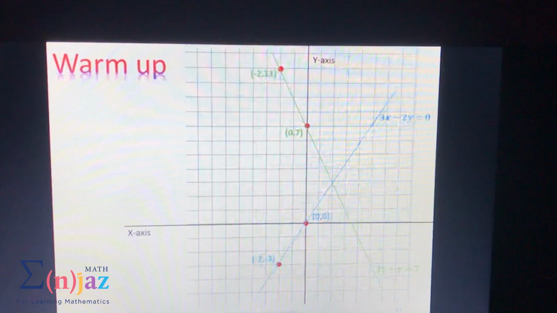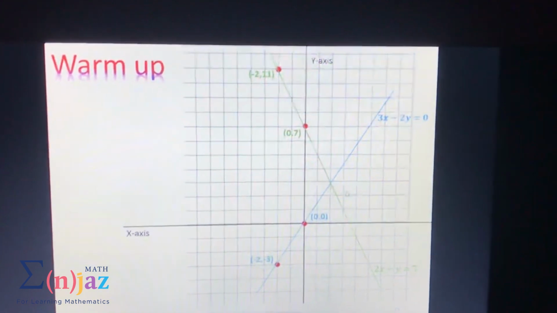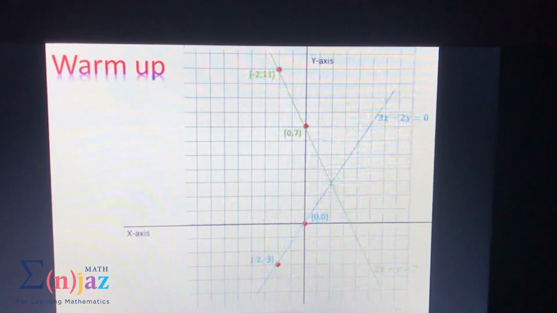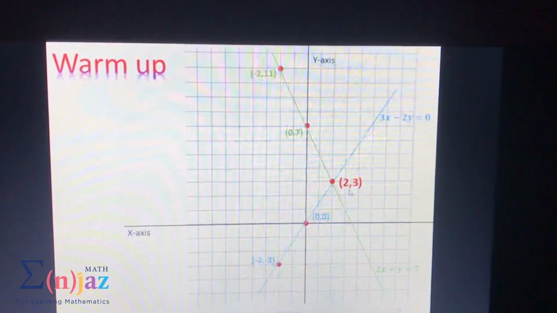Now, find the coordinates of the intersection point where the two lines actually meet. So you start always from 0, 0, and x, since we're going to the right, it's positive, 1, 2. So x is 2. And then you're going up, so y is positive as well. So 1, 2, 3. So it's 2 and 3.